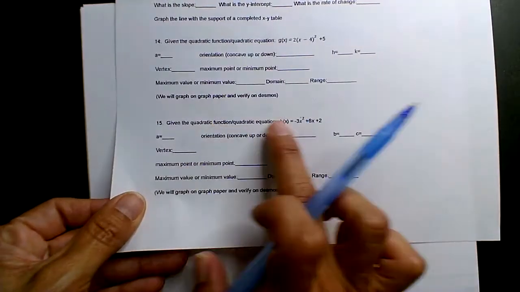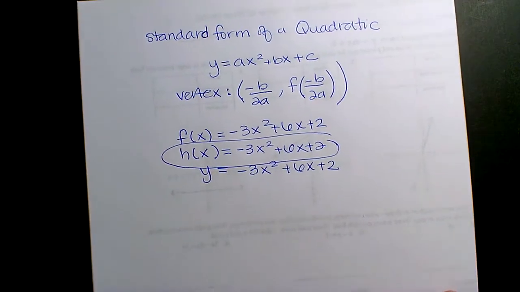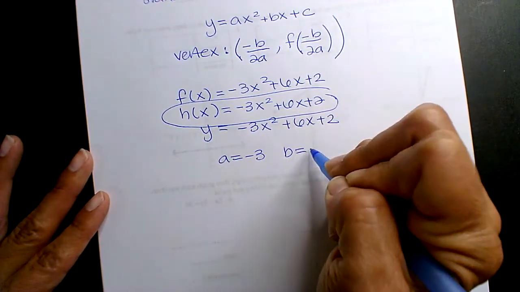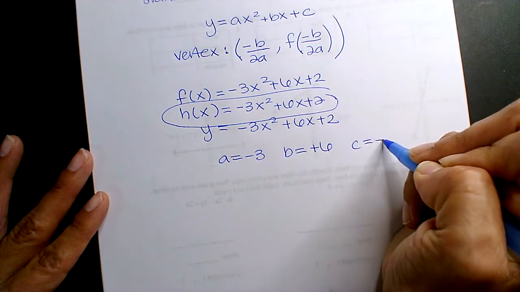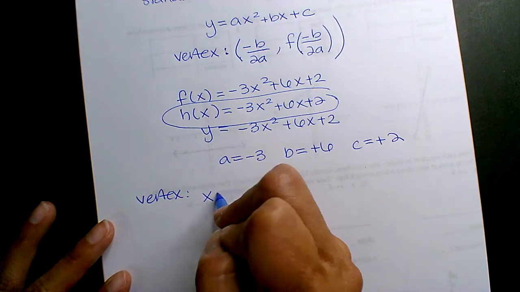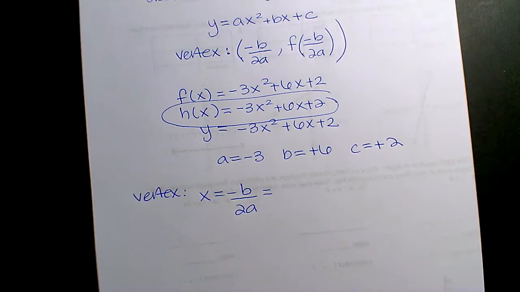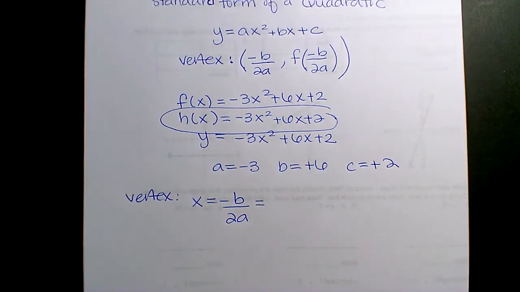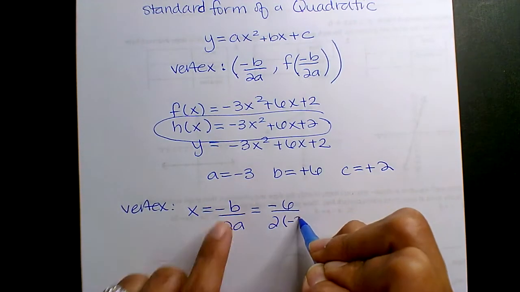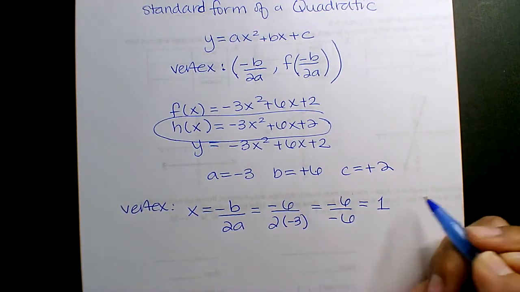Okay, so off this worksheet, the very last one is called h of x. Remember, we can call it f of x, h of x, y, anything. All right, so looking at it, a is -3, b is +6, and c is +2. In order to find the vertex, you have to use this formula, minus b over 2a. So 6 is positive, so -6, over 2 times a, which is -3. And so I get 1.